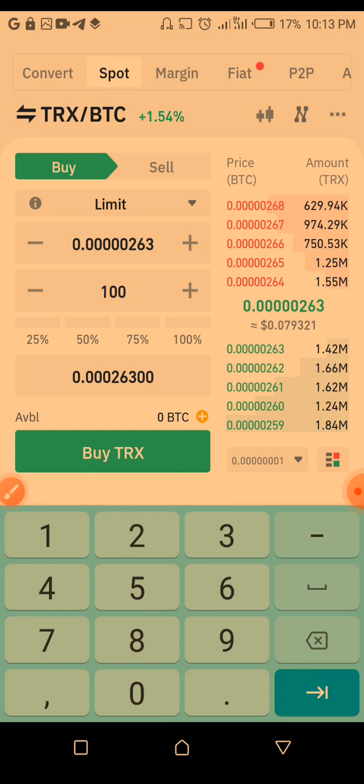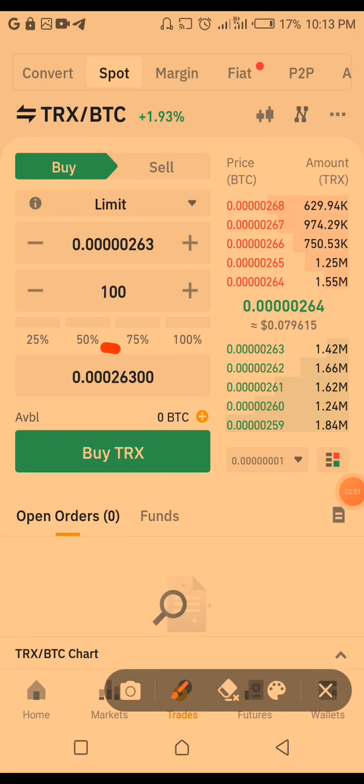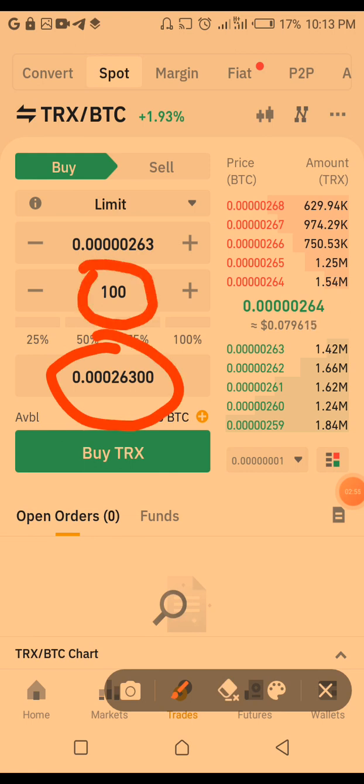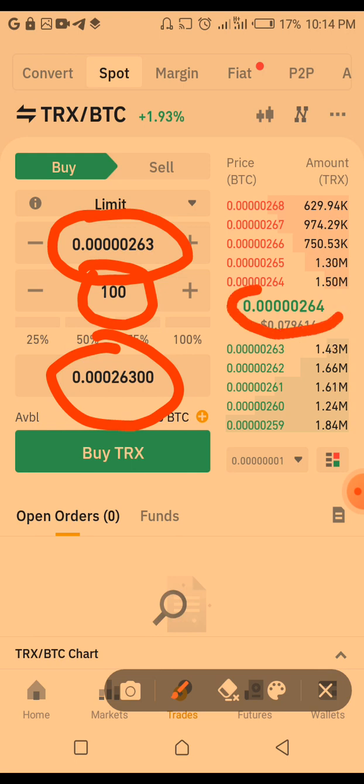You can see the amount of BTC here, and this is the amount of TRS, and this is the price. Like on this market, if I refresh, this price is going to show in this place. This is the current price of this particular market.